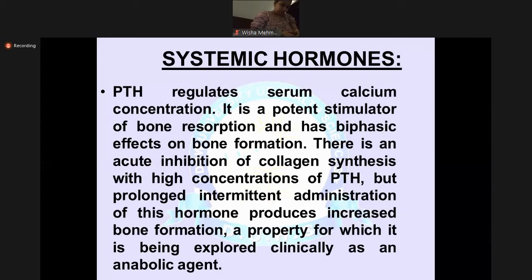in females. Now the parathyroid hormone regulates the serum calcium concentration. It is a very potent stimulator of bone resorption, and it has a biphasic effect on bone formation. There is an acute inhibition of collagen synthesis with high concentration of parathyroid hormone, but prolonged intermittent administration of this hormone produces increased bone formation, a property for which it is being explored clinically as an anabolic agent. So mind that parathyroid hormone is a regulator of calcium ion concentration, and it is a potent stimulator of bone resorption.